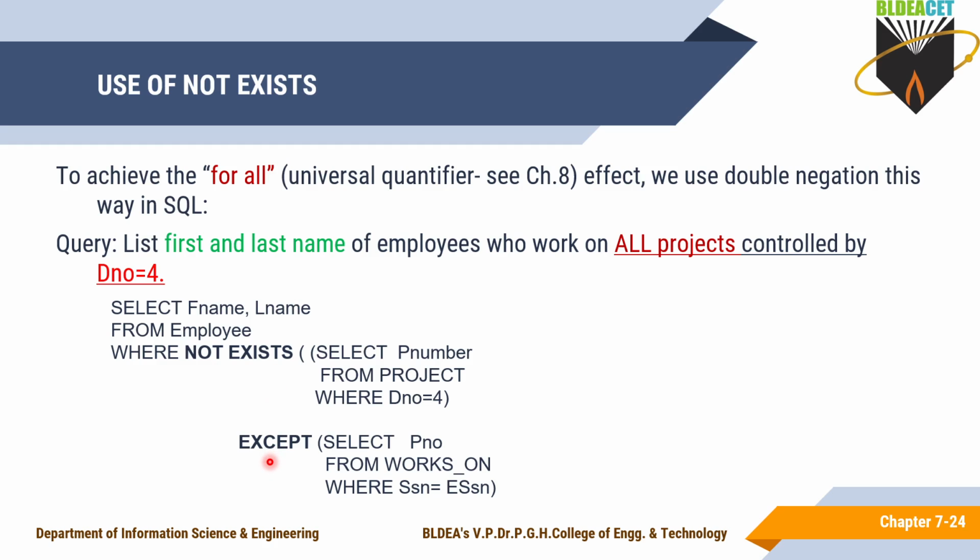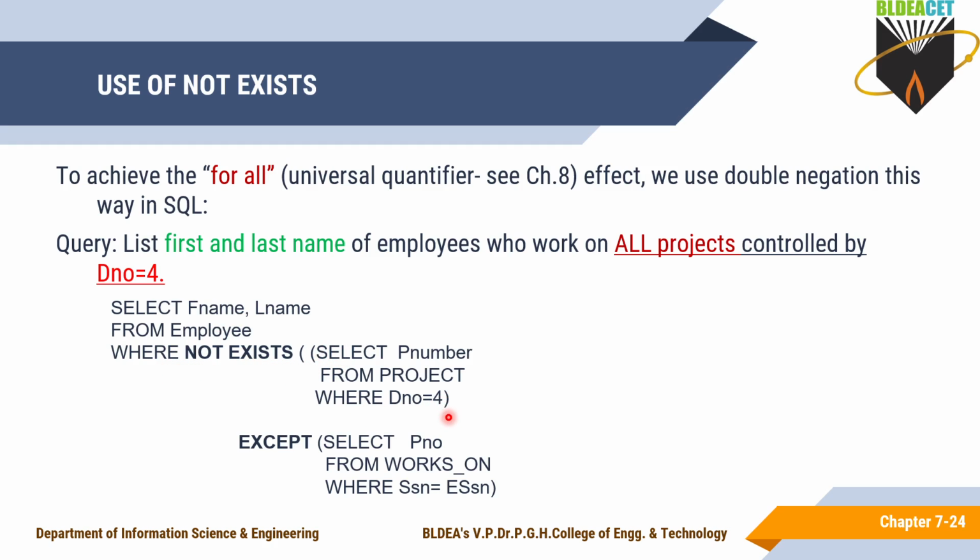Except is like minus; in sets you use the minus law, and in the same way this except also works here. So this is the query. First, select what you actually want to retrieve. As I told, in the outer query you always specify what you want to retrieve. Here you want to retrieve the first and last name, so select F name and L name from the employee table where not exists, and then the inner query.